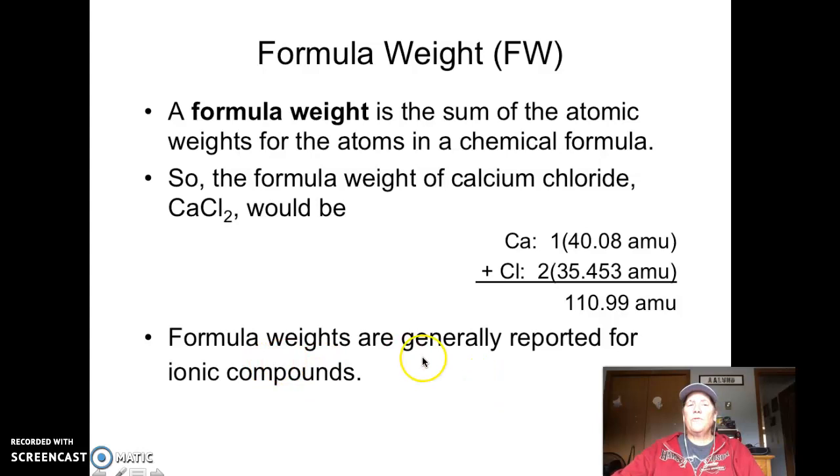All right, so formula weight is generally reported for ionic compounds. Molecular weight is reported for molecular compounds, like we talked about, if it's a metal and a non-metal, it forms an ionic bond. That would be formula weight. If it's 2 non-metals, that would be molecular weight. Is there any difference on how you find them? No, you find them exactly the same way.